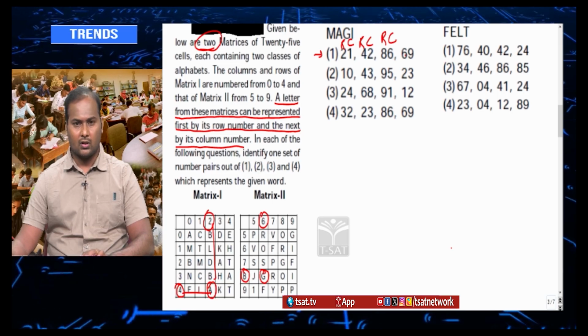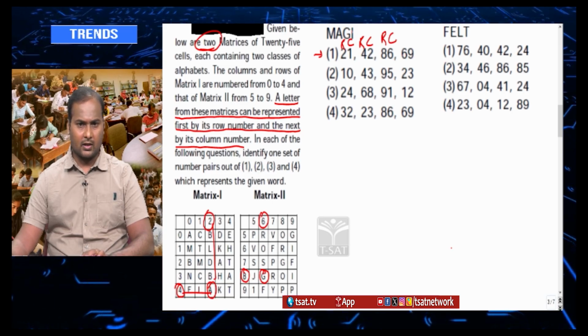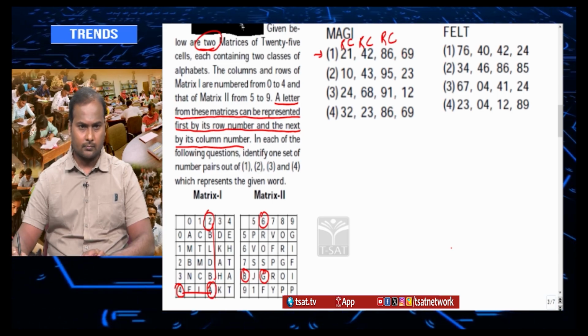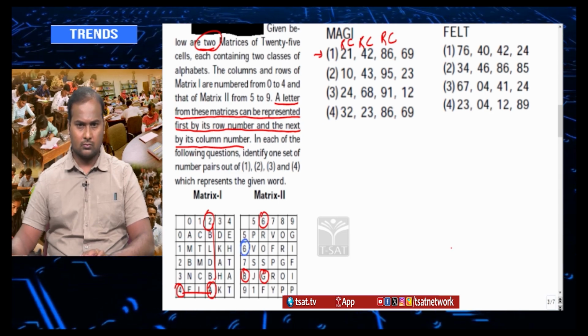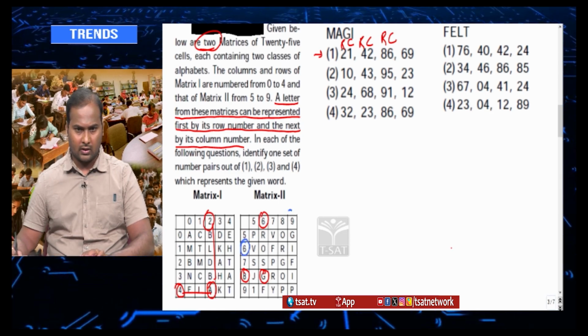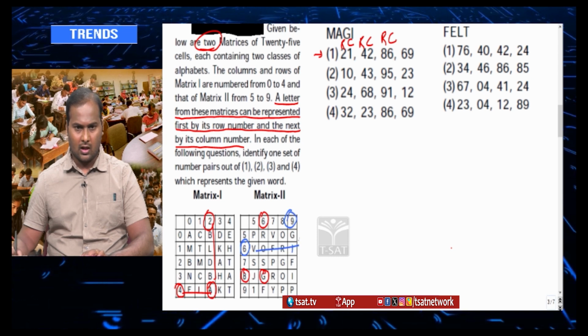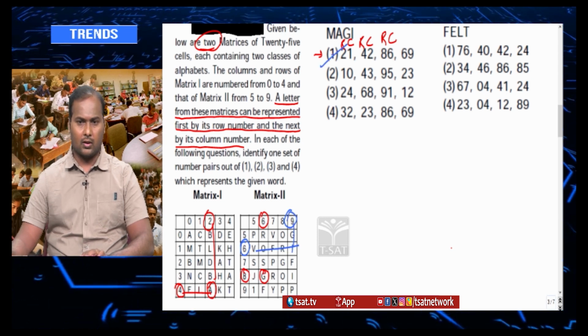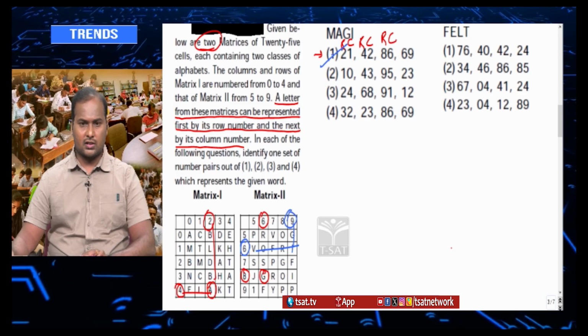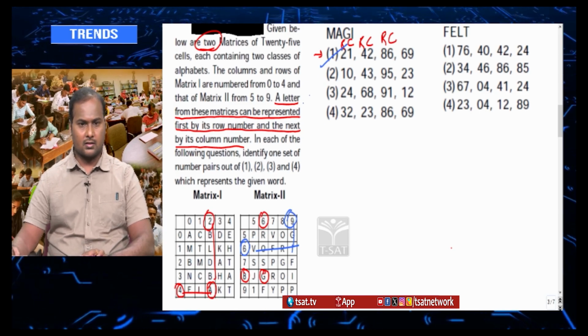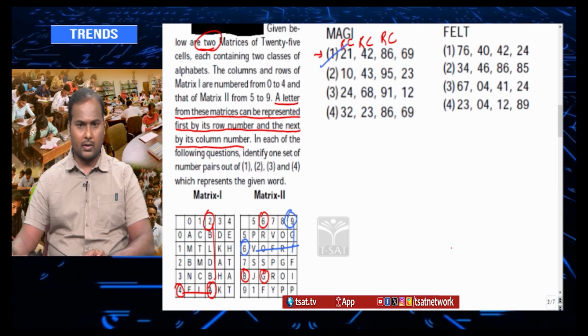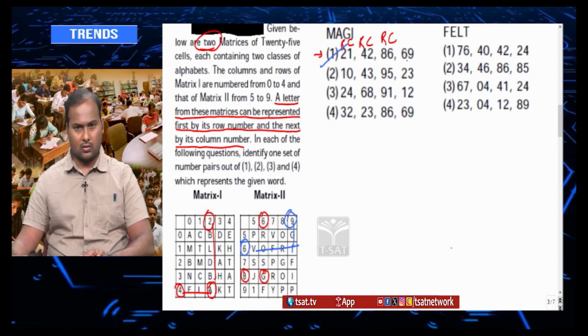Next 6, 9. Is 6, 9 representing I or not? Check it. 6 is the row and 9 is the column. What is it representing? I. So your answer is option 1 directly. So that's how, from the options, you need to check whether these letters are represented by the option numbers or not.